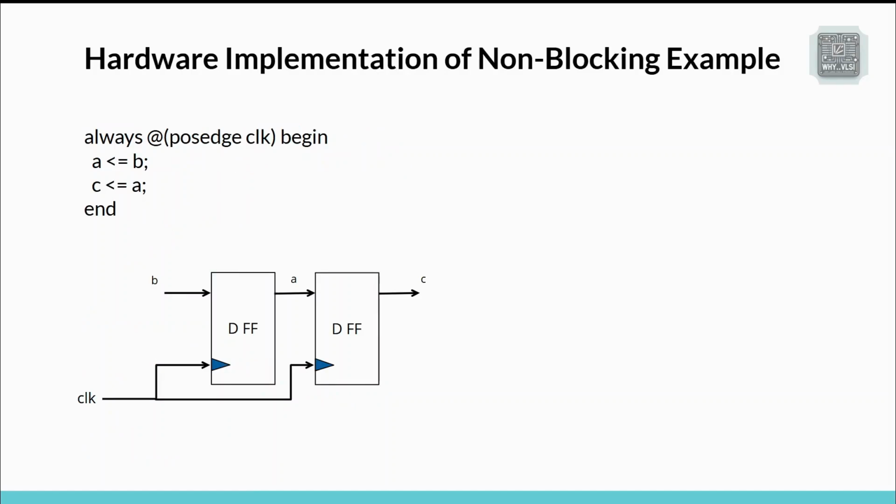Now let's see how this code translates to hardware. Since the always block is triggered on the positive edge of the clock, the synthesis tool infers flip-flops. The first assignment creates a flip-flop where A captures the value of B at every clock edge. The second assignment creates another flip-flop where C captures the value of A, so the data flows from B to A, then from A to C. This creates a pipeline of two registers. At every clock edge, A receives B and C receives the previous value of A.